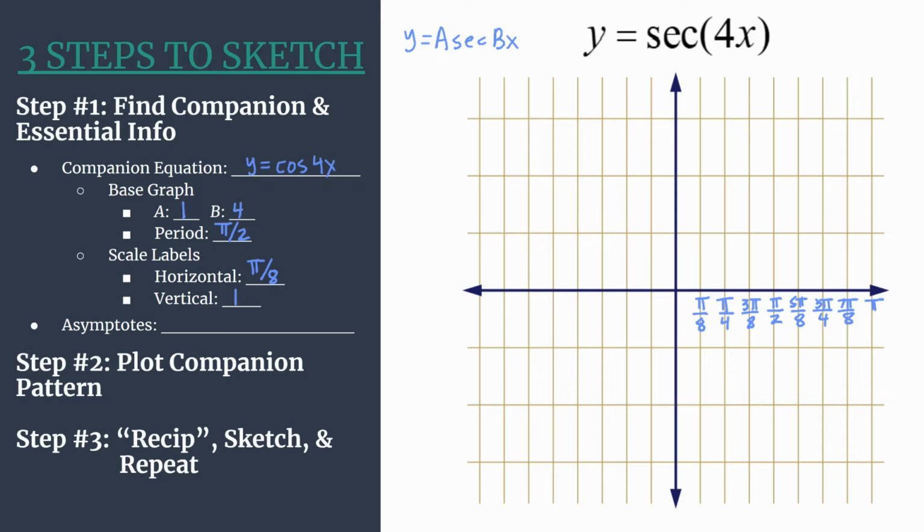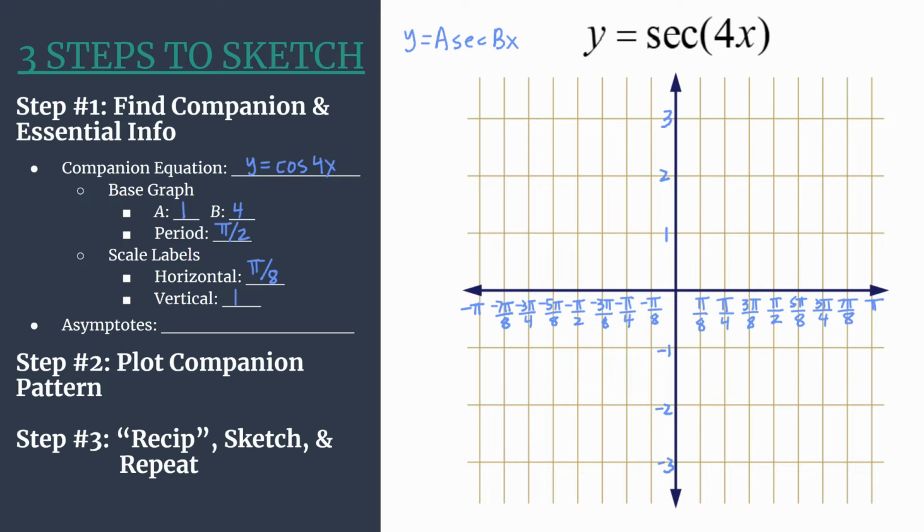So following along, take a second to pause. I'm going to pause so I can label the negative side of this axis. It'll be all the same values, just of course with negative signs. So here's what the finished horizontal axis should look like. And then of course for our vertical axis, we're just counting by 1. So we have 1, 2, 3, and -1, -2, -3. So we're all set up to go on to step 2, where we're going to plot our companion cosine pattern.